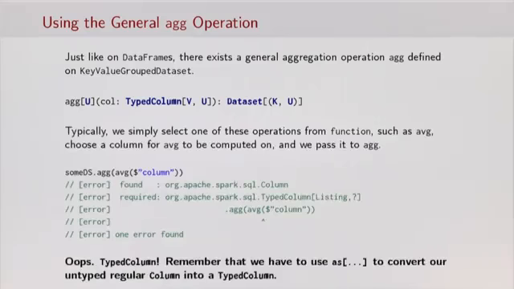Oops, the same thing that happened earlier in the session. We forgot that this was supposed to be a typed column, so we can't just pass the column name to the average function here. We have to use the as method to convert our untyped regular column into a typed column.